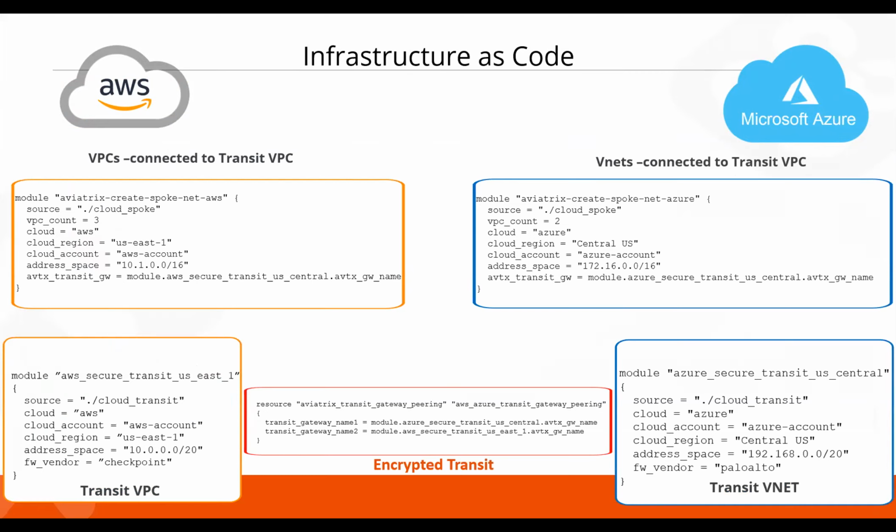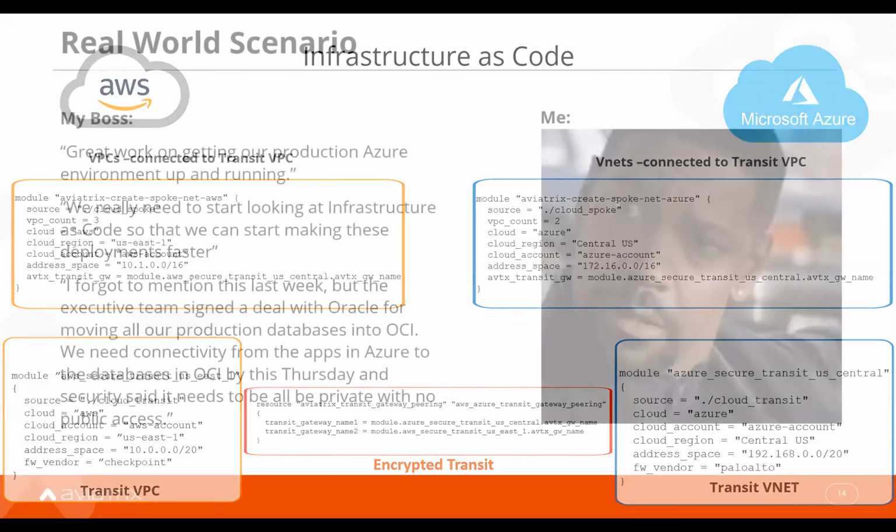So with this view of code here, you can see that I've got workloads in AWS, I've got workloads in Azure, and now those workloads can talk to each other over encrypted transit. Next slide, please.